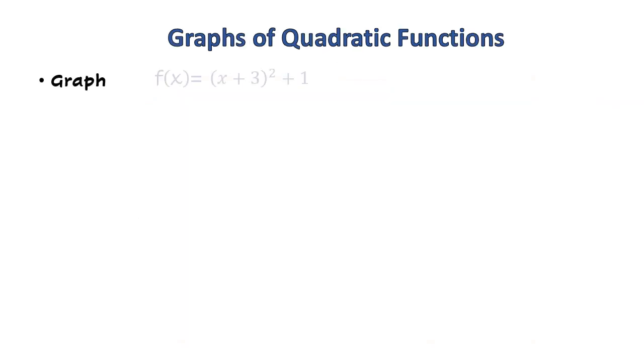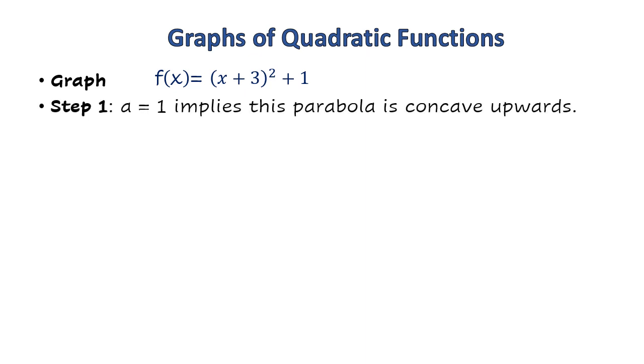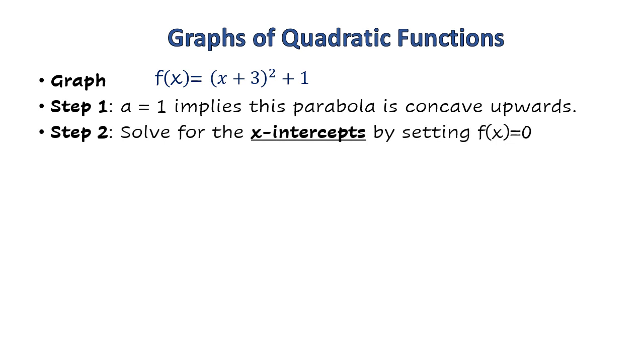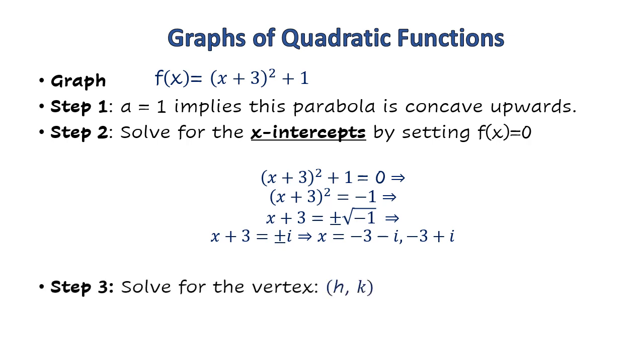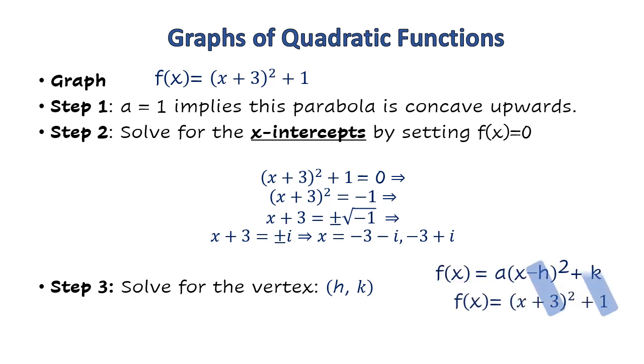Another example. a is positive, a is 1, which implies the parabola is concave upward. There are no x-intercepts because we got an imaginary number. The vertex: h is -3 and k is 1. Keep in mind there are no x-intercepts.